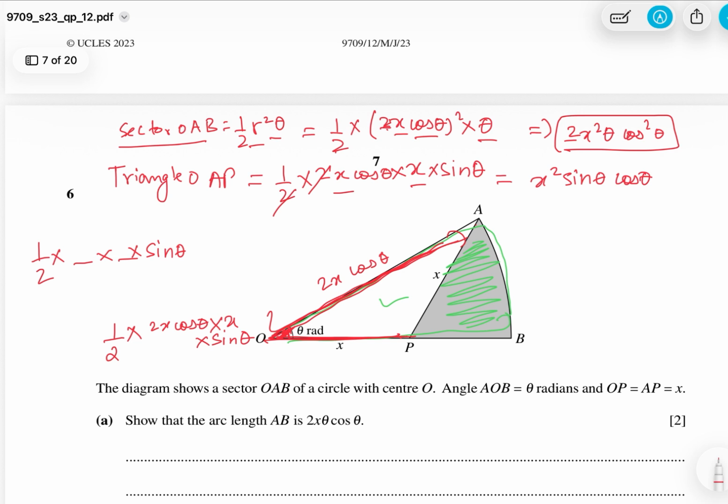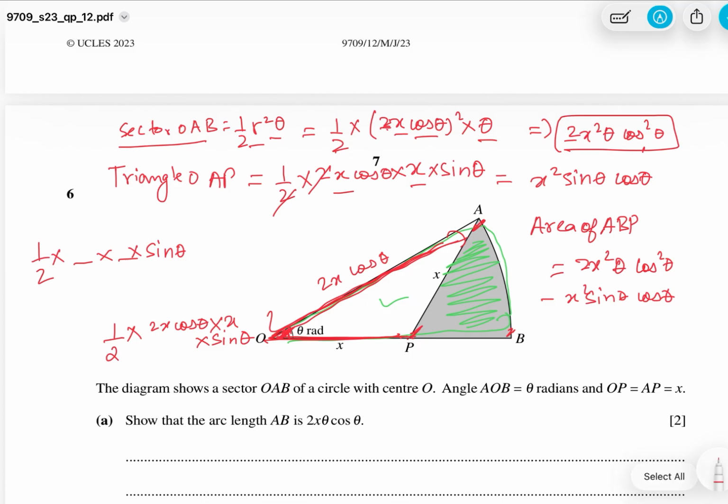Now let's subtract them to get the area. Area of this ABP equals 2x square theta cos square theta minus x square sine theta cos theta.